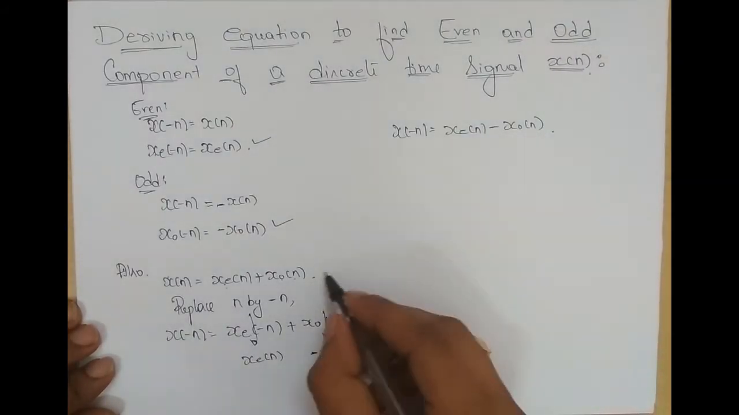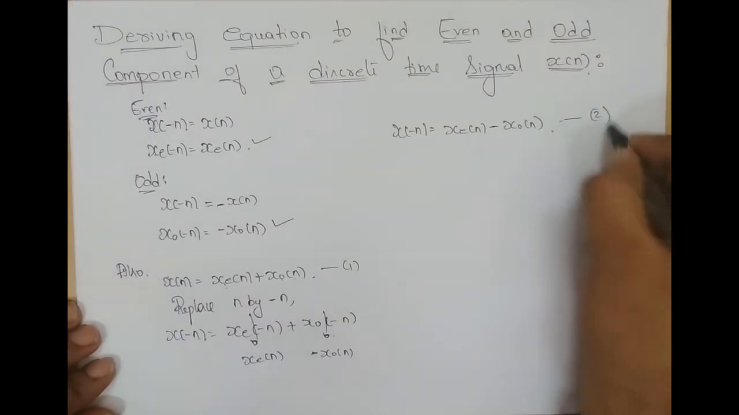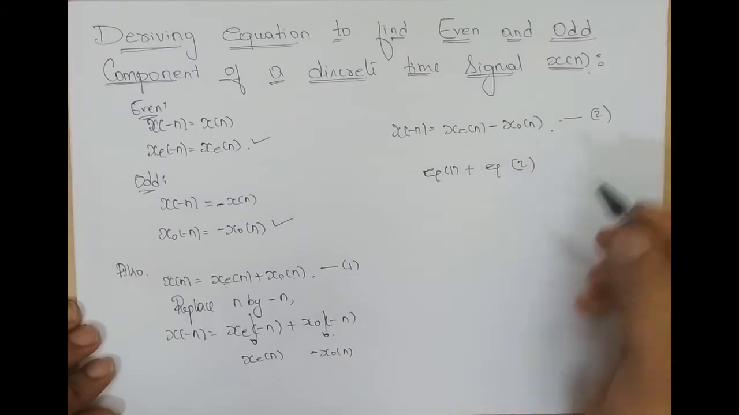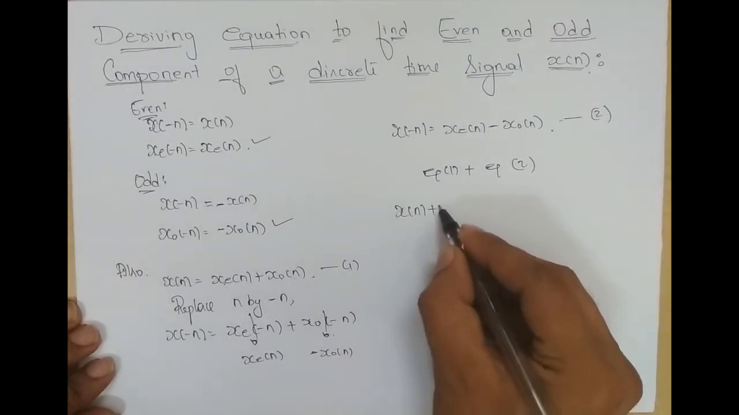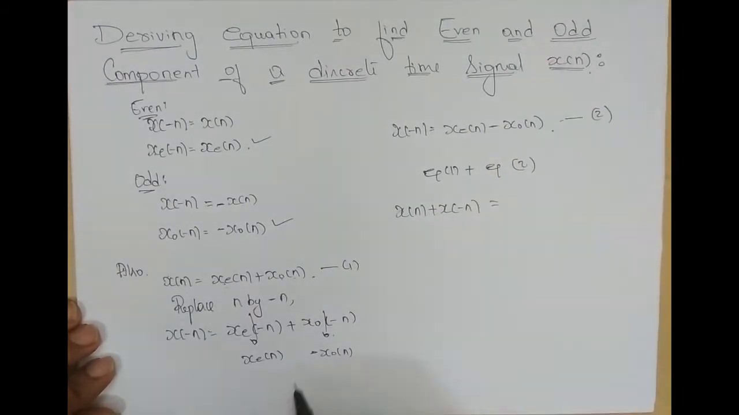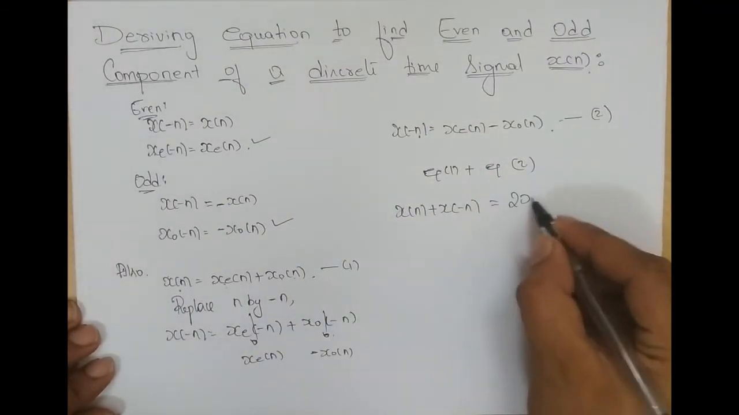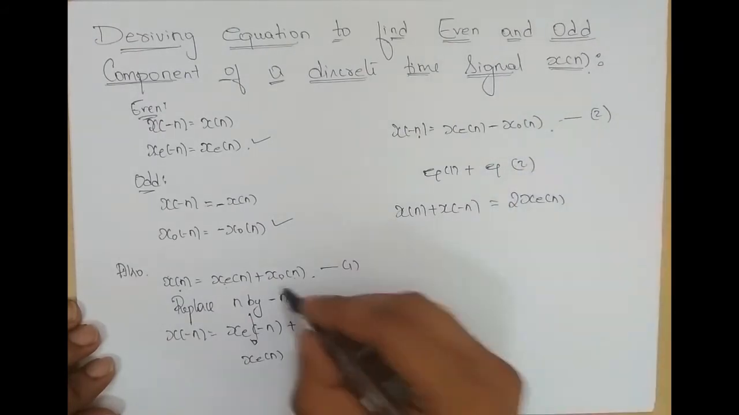So let me call this equation 1 and let me call this equation 2. So equation 1 plus equation 2 ends up with x of n plus x of minus n is equal to, left hand side added and right hand side, 2 times xe of n, and xo of n plus minus xo of n cancels out.